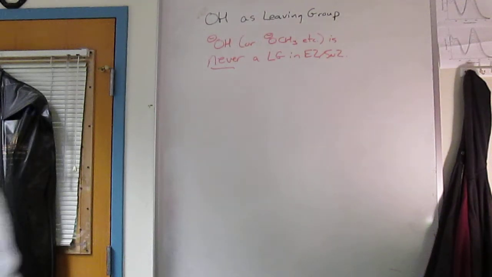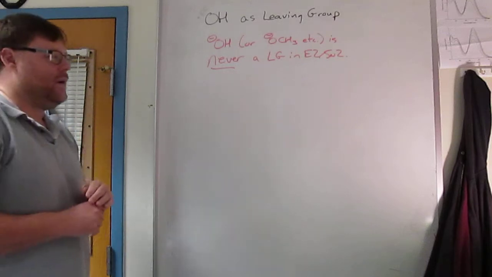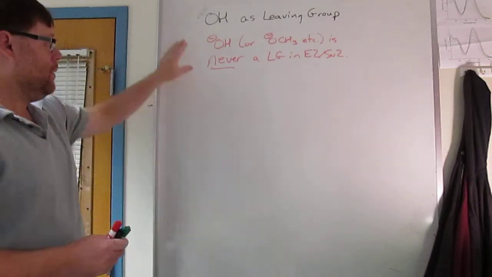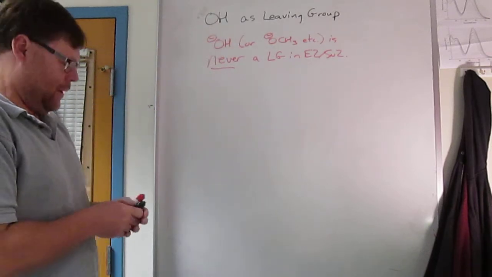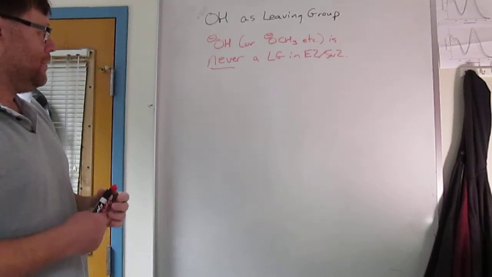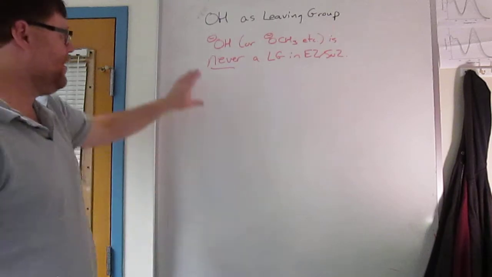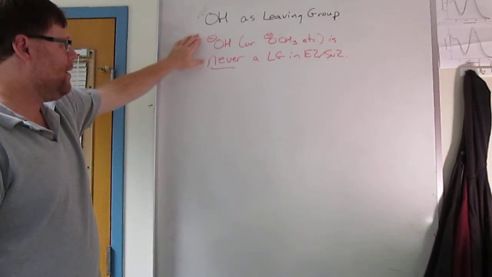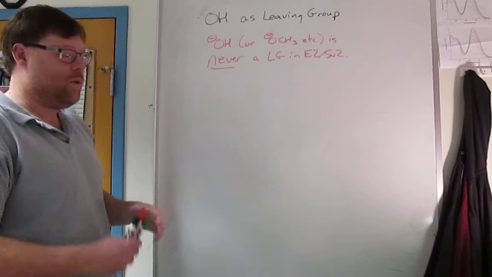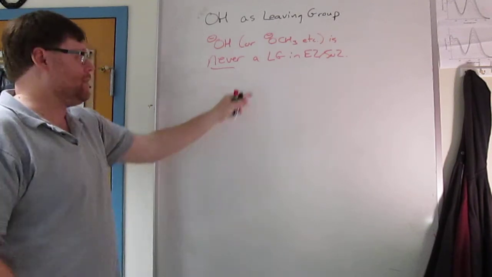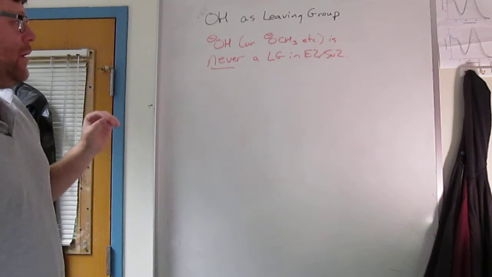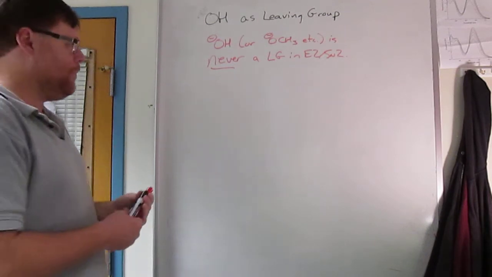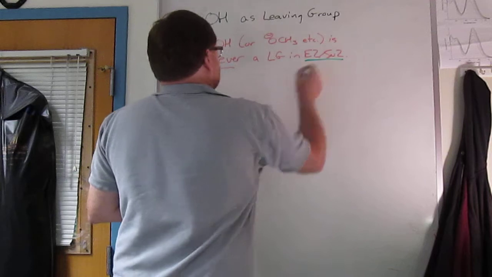Okay, welcome to the video tutorial on OH as a leaving group. A lot of you will see problems where OH might be a leaving group. You might think OH might be a leaving group. And put simply, you should memorize this in red. Hydroxide, OH minus, or any other kind of equivalent base, methoxide, ethoxide, t-butoxide, those are never leaving groups in E2 or SN2 reactions. Okay, so this is important.